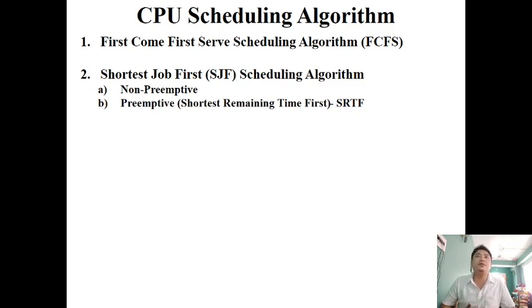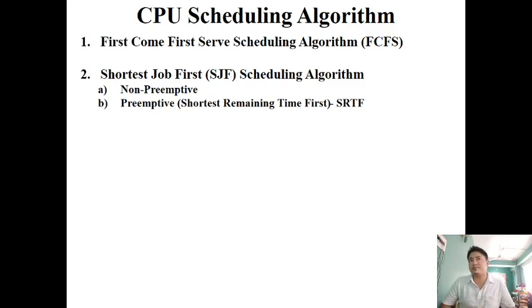Now there are two versions of shortest job first: preemptive and non-preemptive. In case of non-preemptive, once a process from the ready queue is given the CPU, the process will not voluntarily release the CPU unless it completes its task entirely. Suppose the burst time is 10 units, then until the entire 10 units are completed, the process will not release the CPU.